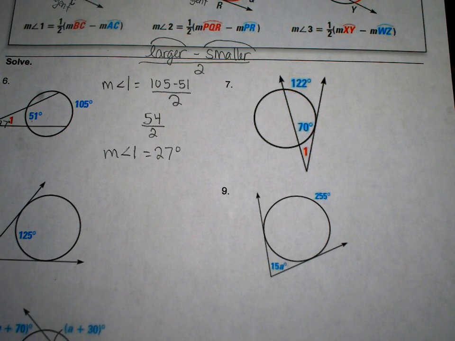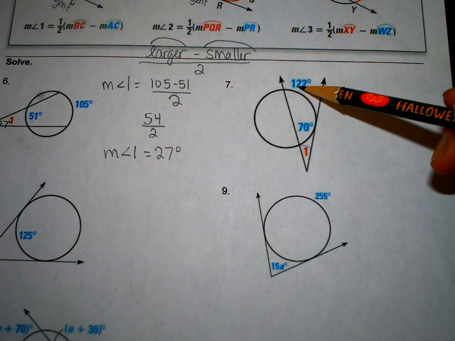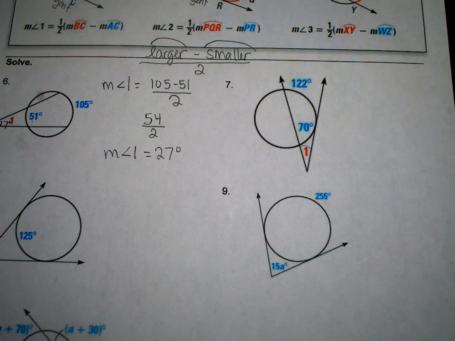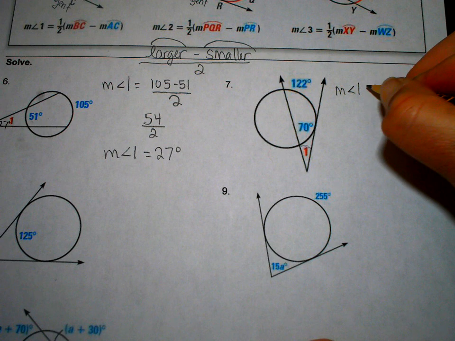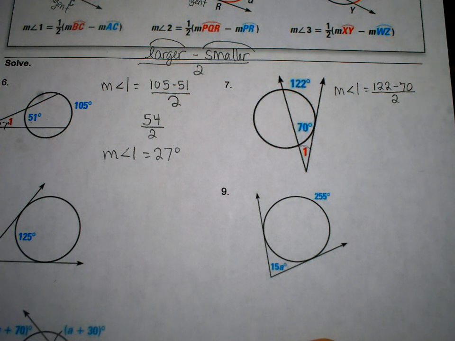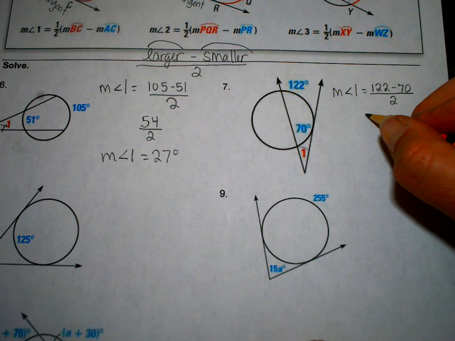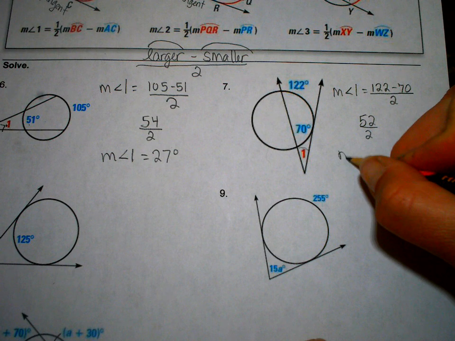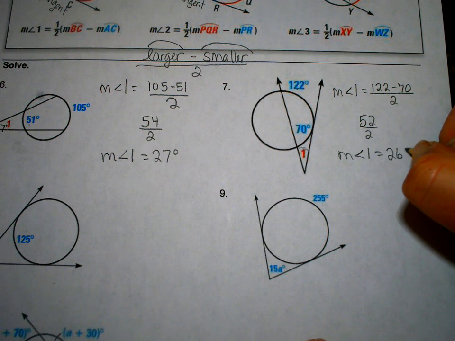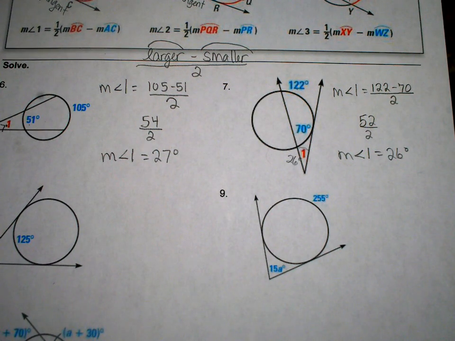Number 7. Same type of thing. If I want to know how big this angle 1 is, I'm going to subtract 122 minus 70 and cut it in half. Measure of angle 1 equals 122, take away 70, and then cut it in half. So 52 cut in half is 26 degrees. Okay, so that's just easy enough, guys.